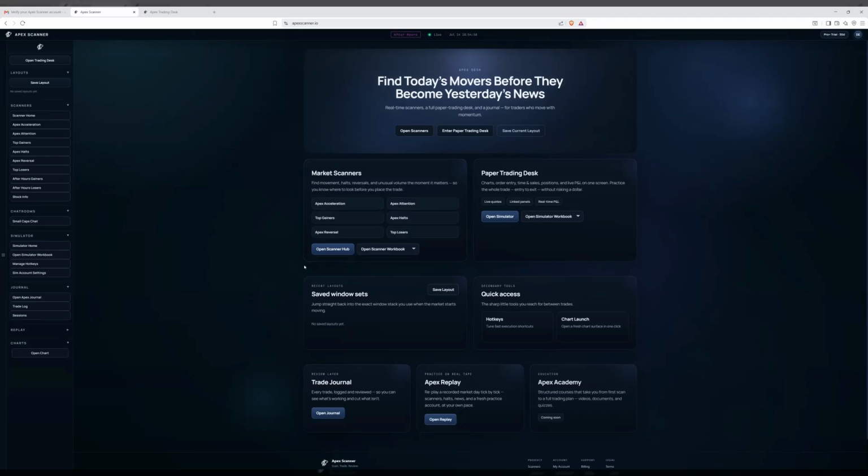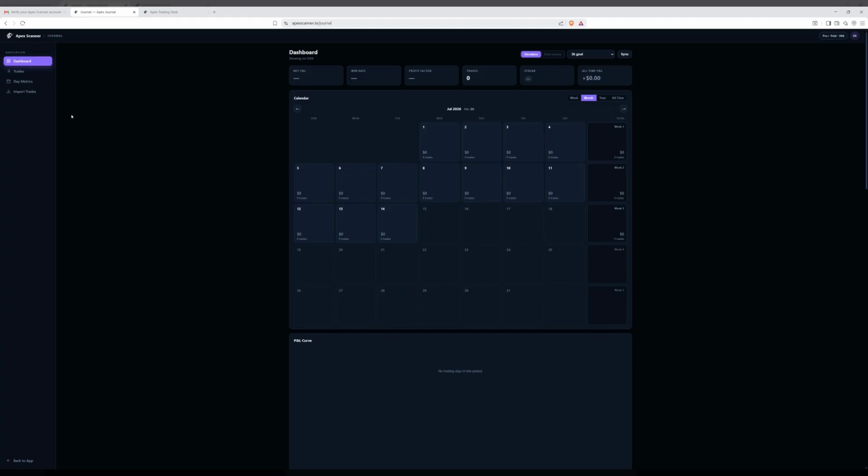So in the previous video, we have seen and gone over the scanners as well as our simulator, which allows you to trade. In this video, we'd be covering the journal and its features. So to access the journal, go to your left ribbon. You can minimize and maximize this. You click on Open Apex Journal, and here you will see a calendar which tracks the different trades you've taken.